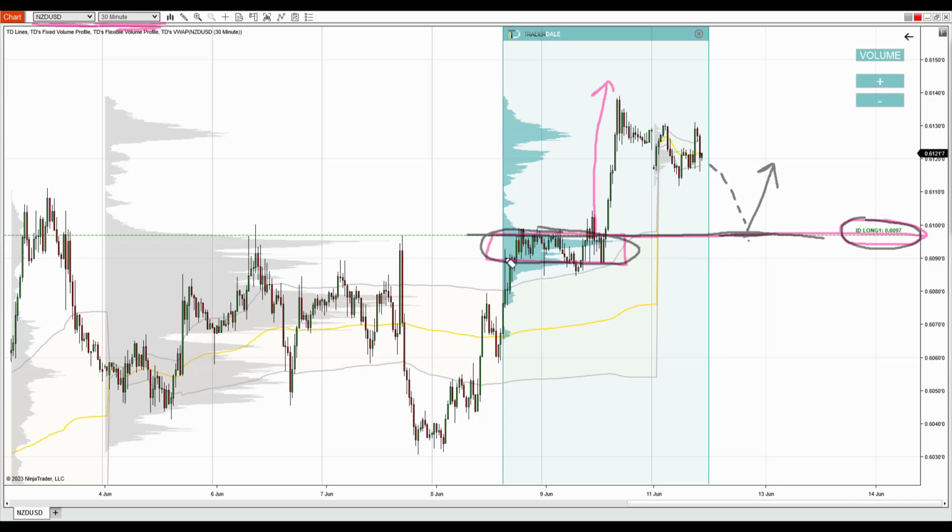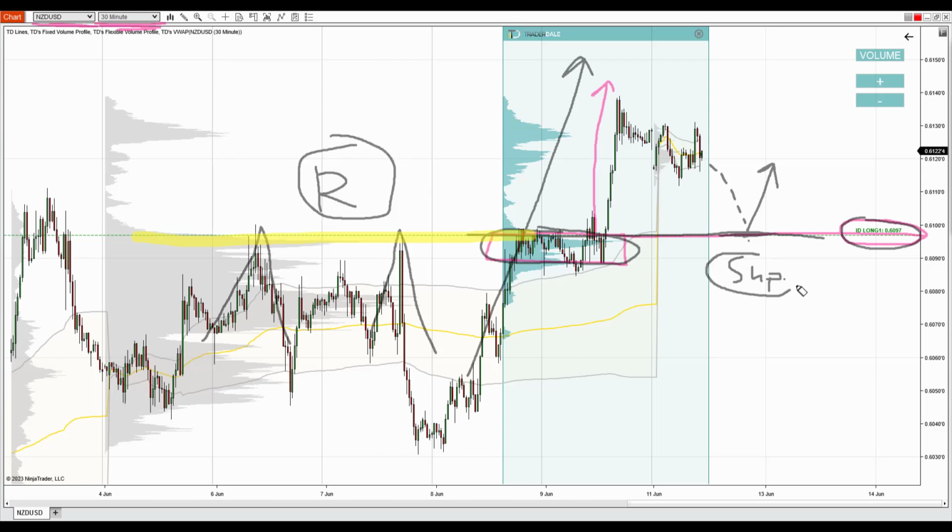Now, apart from this volume profile setup, there's also a price action setup that confirms the strength of this support. If you look in here and in here, this level worked as a resistance in the past, right? Because the price was bouncing off that level. What happened afterwards was that the price went past that resistance, which turned the resistance into a support. So the resistance got breached and it turned into a support.